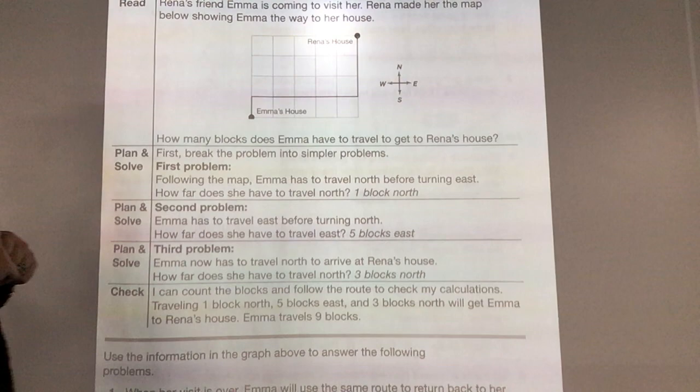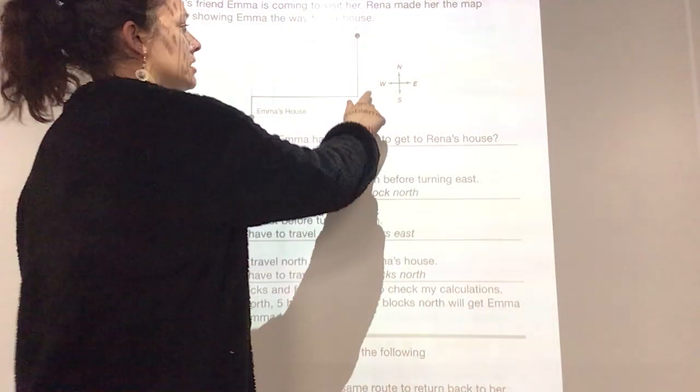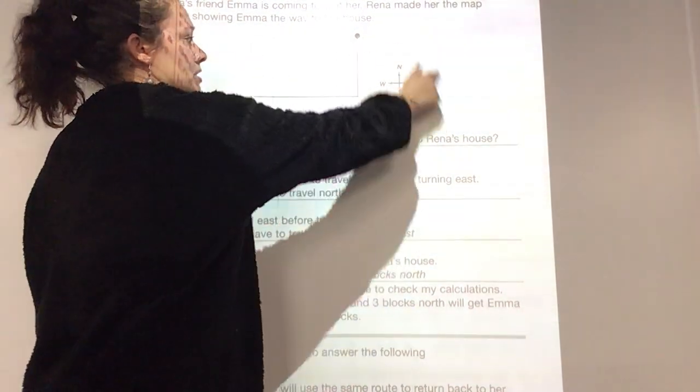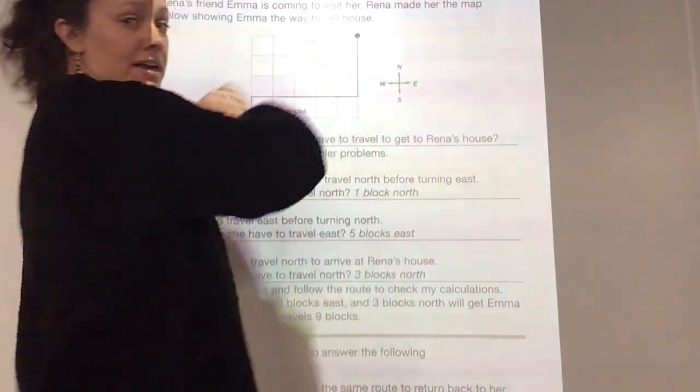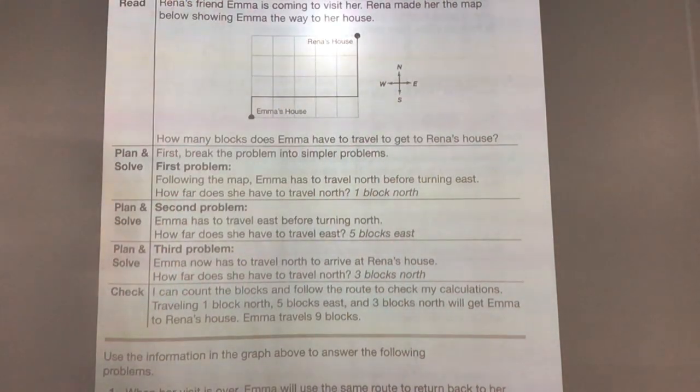It also gives you, who remembers in social studies, Mrs. Long taught you, this is called a what? Mimi? Compass. A compass. Very nice. We also have a compass over there to help show us which direction we are traveling.